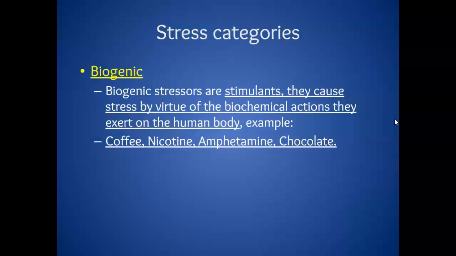Biogenic stressors are stimulants that cause stress by virtue of the biochemical actions they exert on the human body. So examples of biogenic stressors, believe it or not, are coffee, nicotine, amphetamines, and I know this is going to be tragic to some of you, chocolate. Again, some of it is the caffeine, but these are stimulants, and so they are acting on your body just as if you were stressed.